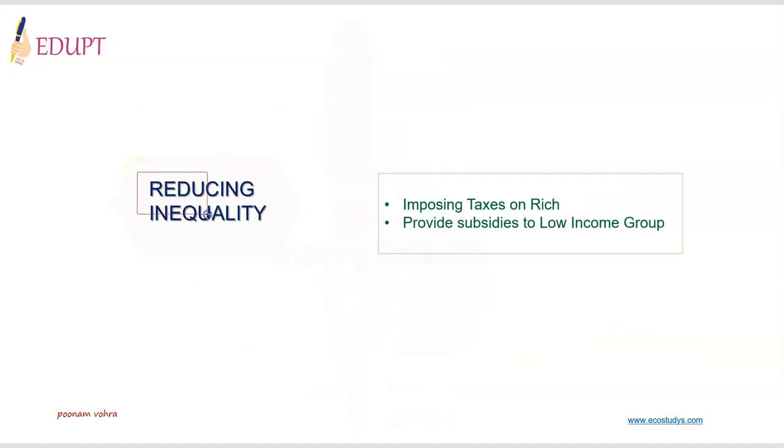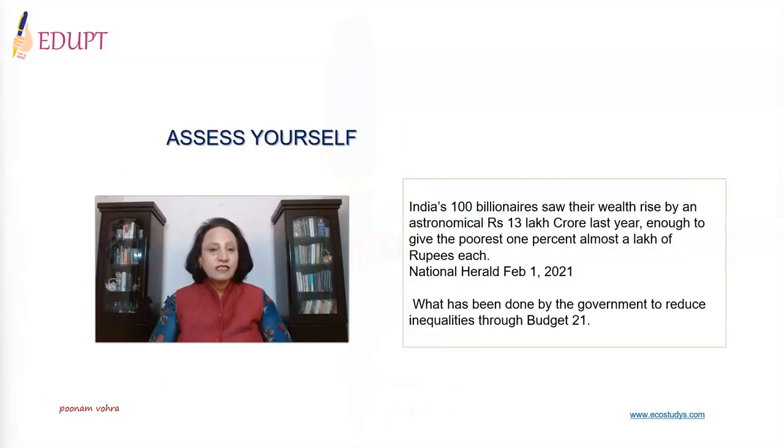Government aims to reduce inequalities of income and wealth through its budgetary policy. That is, by imposing taxes on the rich and spending more on the welfare of the poor, or providing subsidies to the low-income group. Now assess yourself. Read the piece of information as given and answer the question based on it.